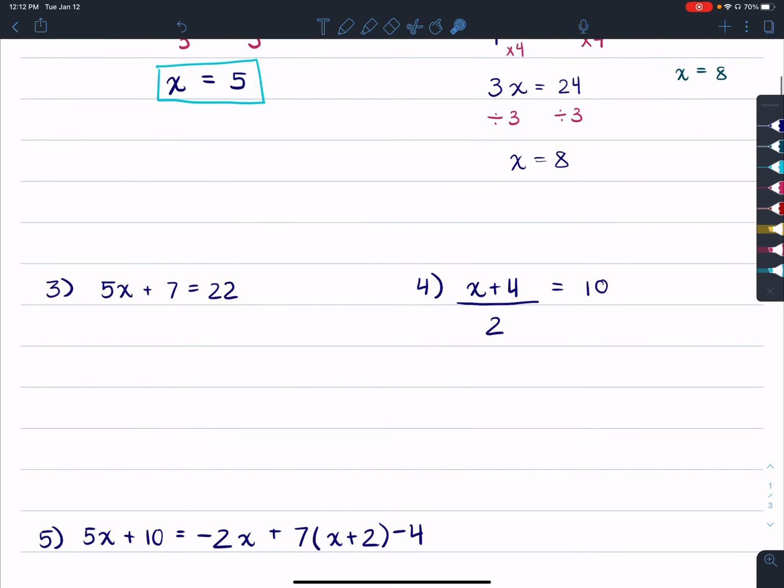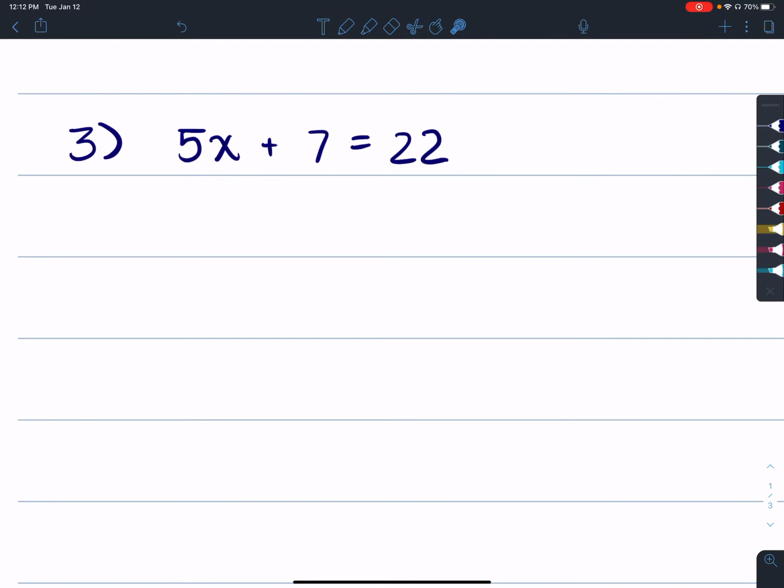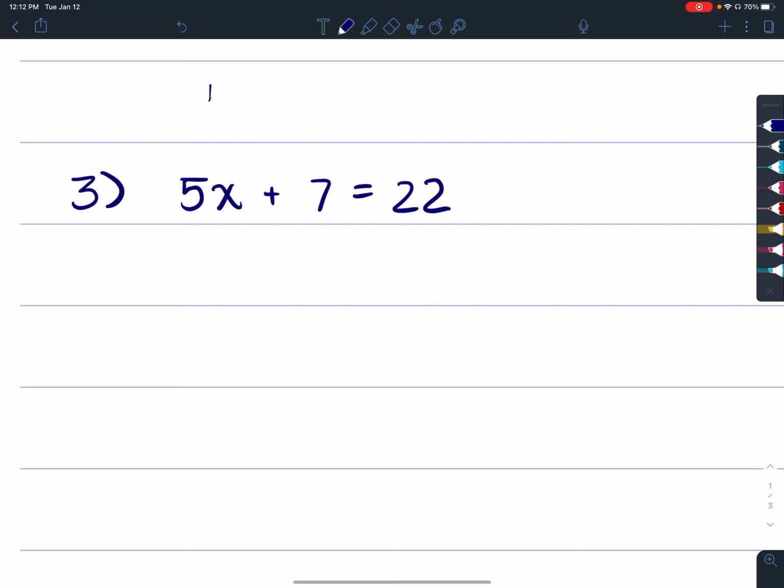Okay, so moving on to number 3 over here, we have 5x plus 7 equals 22. So again, remembering that BEDMAS, when you're solving for unknowns, you're really doing BEDMAS in the opposite direction. So instead of starting with brackets, then exponents, then division, multiplication, then addition, subtraction, you do BEDMAS the opposite way.